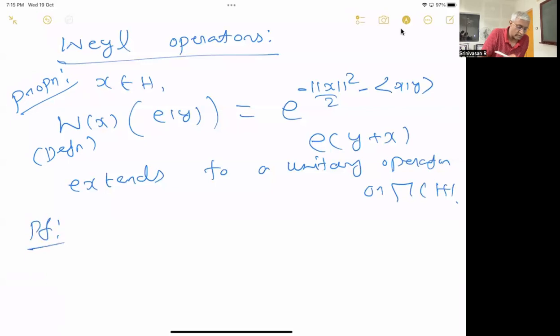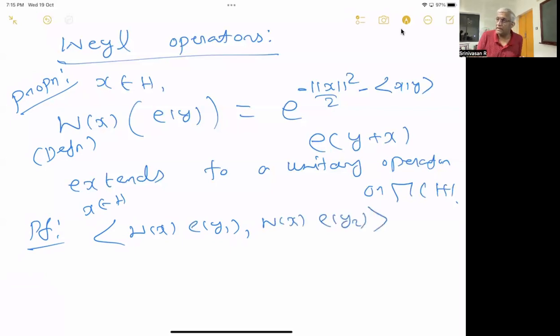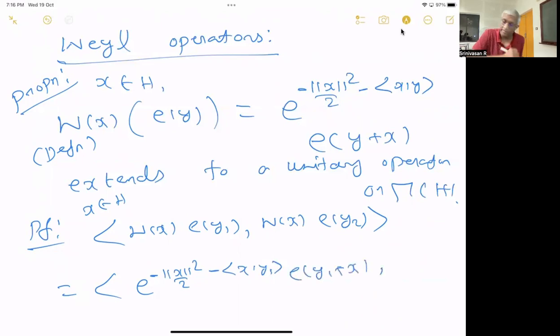So proof. For a fixed X, we are talking about W of X, E of Y1, and W of X, E of Y2. We want to check the inner product is preserved. So this is equal to e power minus norm x squared by 2, e power x, y1, E of y1 plus x. That is what the Weyl operator is. On the other hand, here again e power minus norm x squared by 2, e power x, y2, E of y2 plus x.